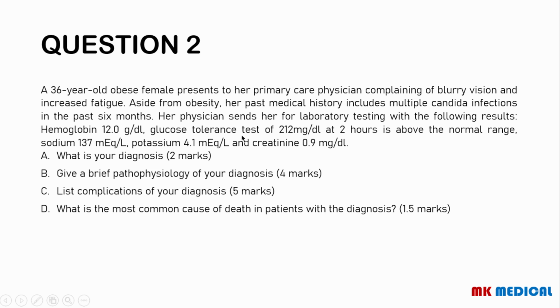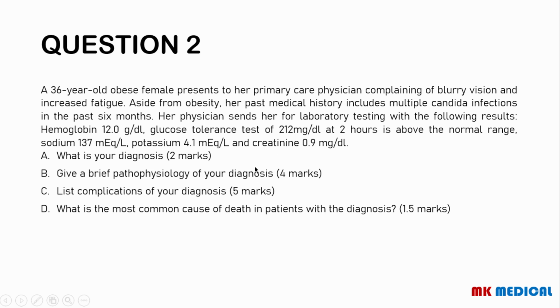So the important part that I want to highlight is this glucose tolerance test that is above normal after 2 hours. Remember how you do a glucose tolerance test. If you haven't yet watched the video on diabetes, please go through the playlist and watch the video after you're done with this. So most likely this woman has diabetes mellitus. So she probably has type 2 diabetes mellitus with borderline anemia, or you could say she has anemia. So type 2 diabetes with anemia. Then give a brief pathophysiology of your diagnosis.